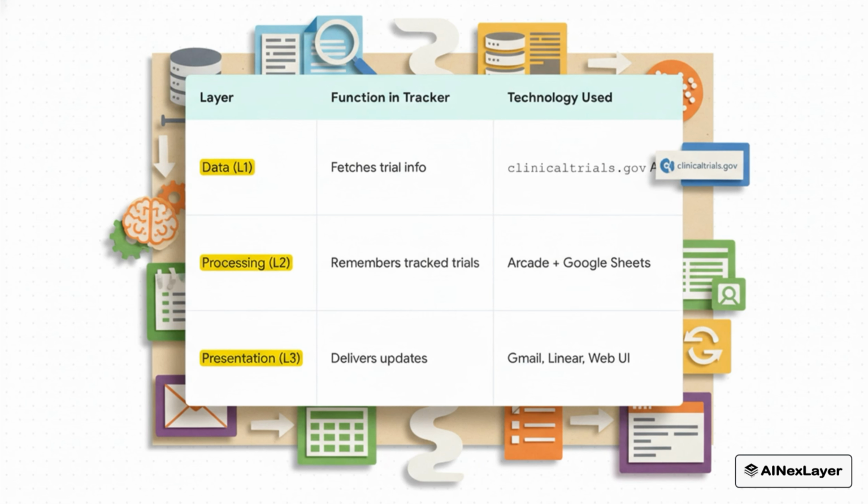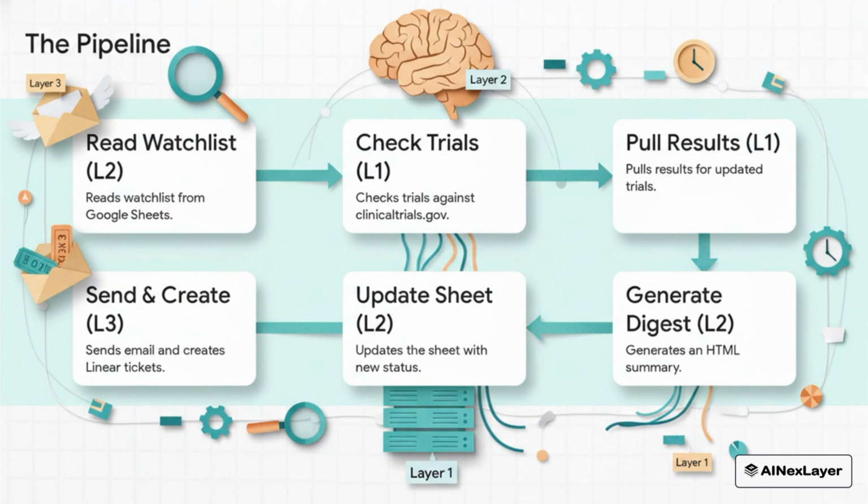See how each layer is totally independent? The data source has no idea that a Google Sheet is being used for memory, and the memory doesn't know anything about sending an email. It's clean. And the orchestration logic, which lives in layer 2, is what ties it all together.